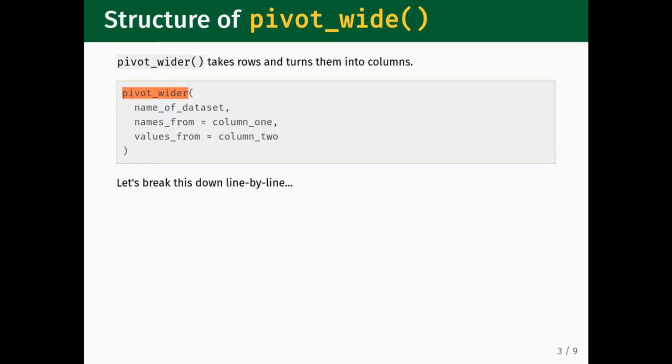The syntax of the pivot wider function is similar to pivot longer, but even simpler. We are going to take a column of names and a column of values and unstack those into a bunch of separate columns.